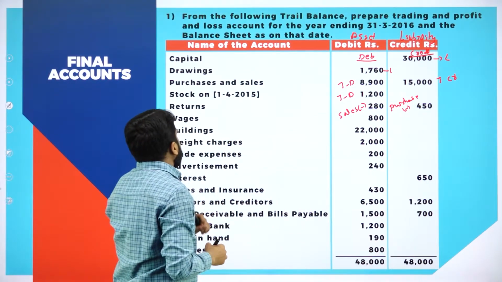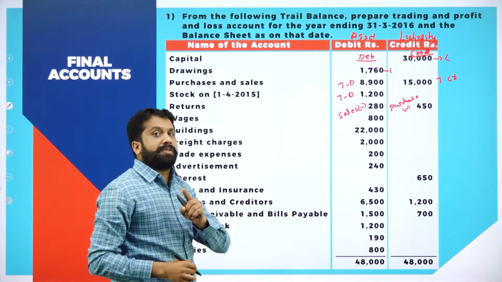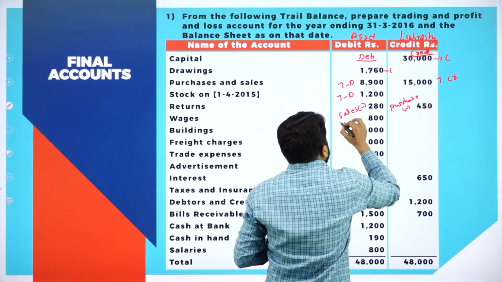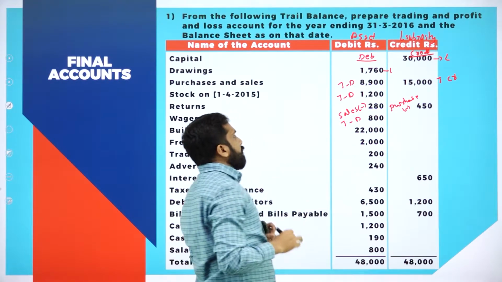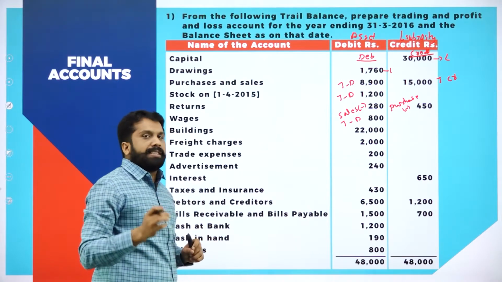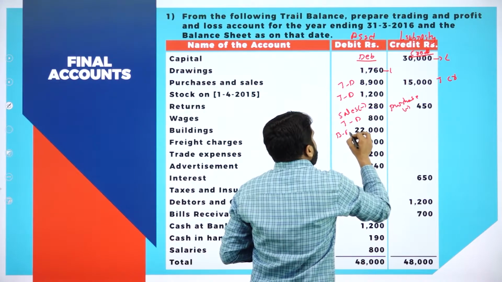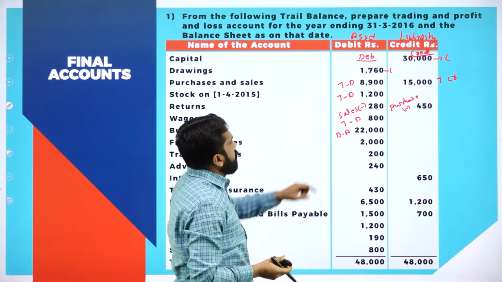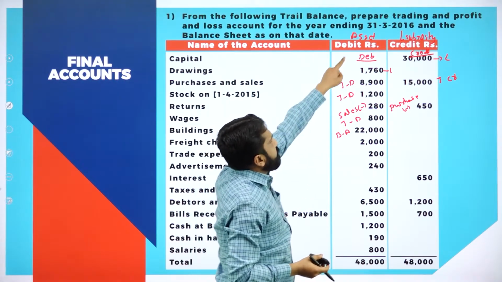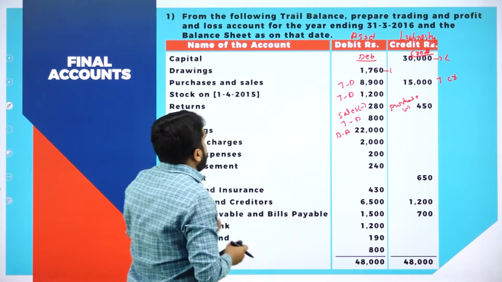Now, once that is done, wages. Wages will come where? Trading account, debit side. Now, building is a fixed asset. It will come under balance sheet asset. As I told you, whatever debit items come under asset side.